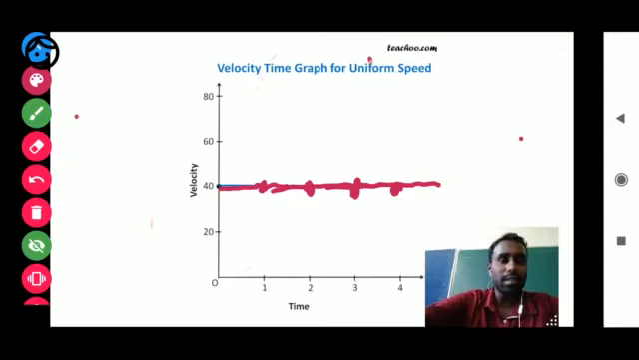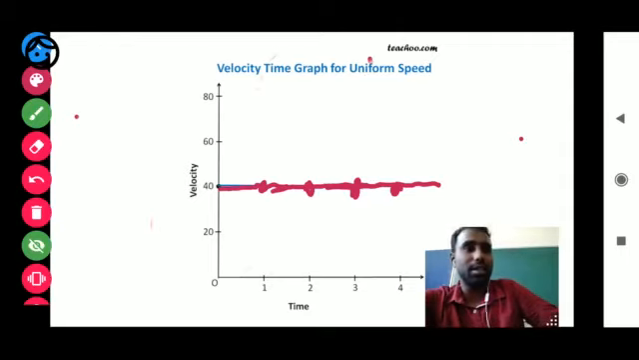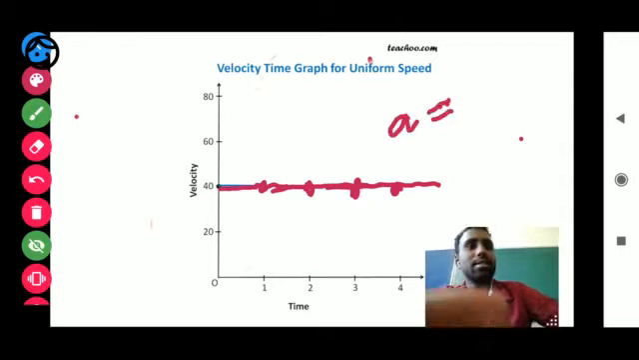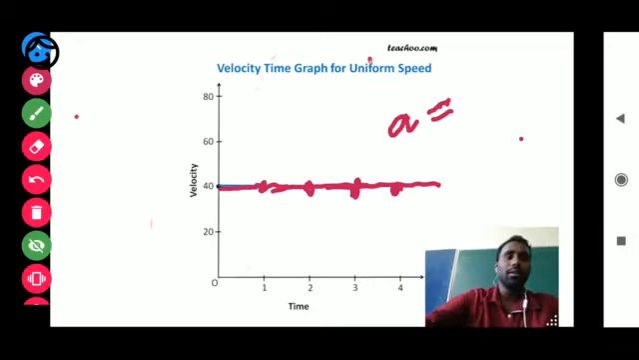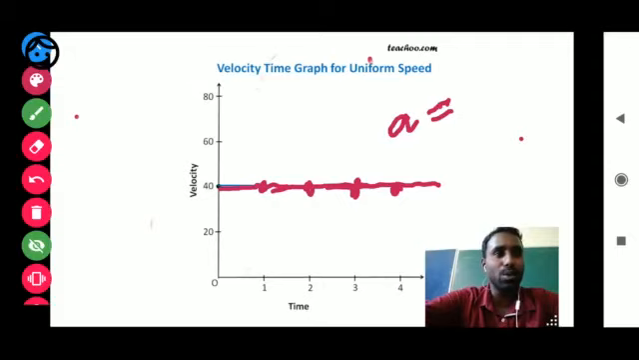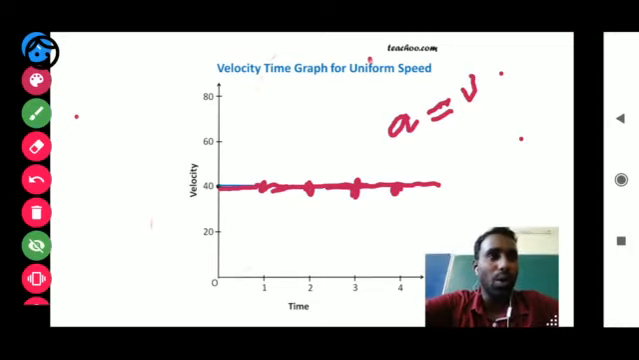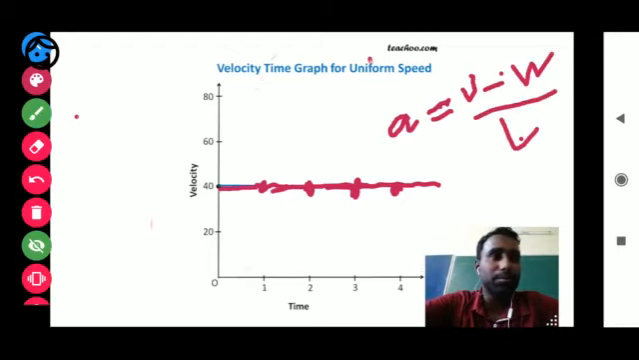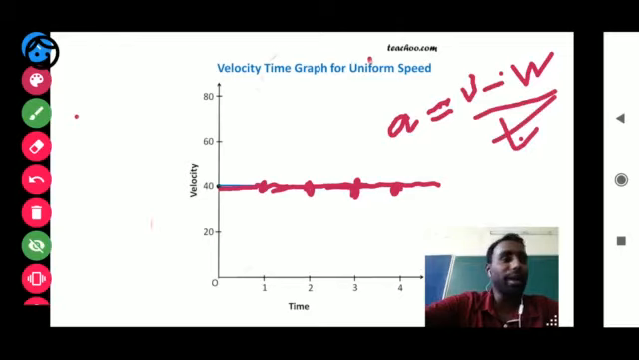Acceleration is nothing but the change in your velocity with respect to time. So acceleration equals the change in velocity. What is your velocity? The final speed, here I mentioned v, meaning you are going at the final speed v. The initial speed, here I mentioned u, divided by time. So this is called your acceleration.